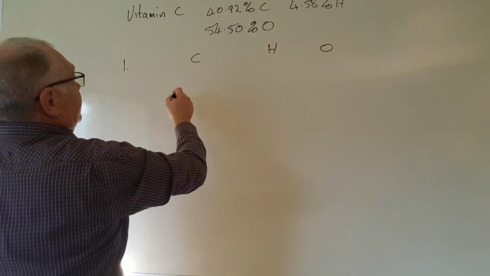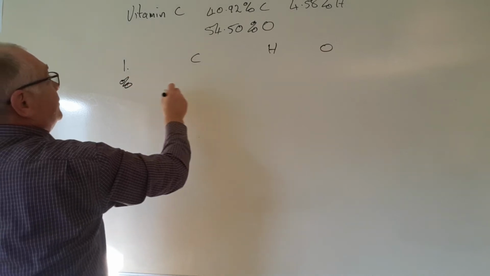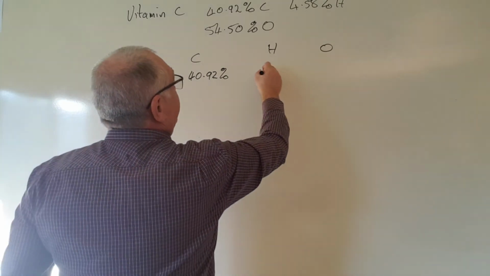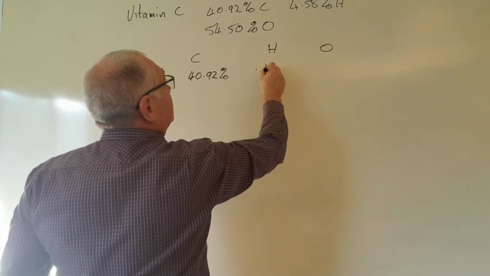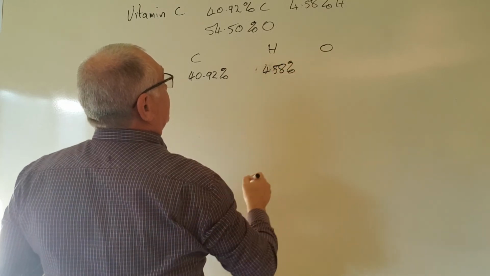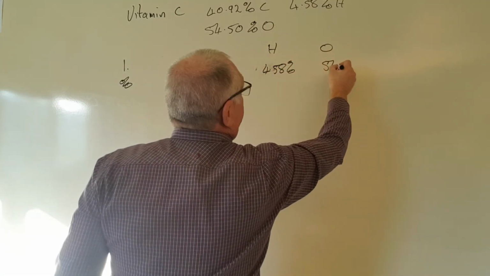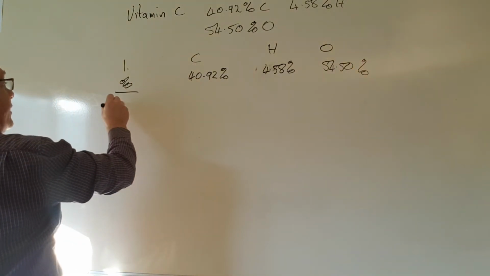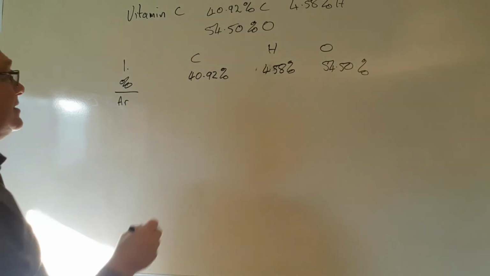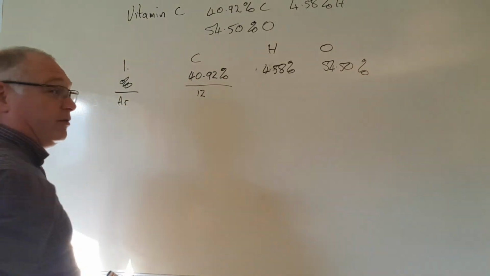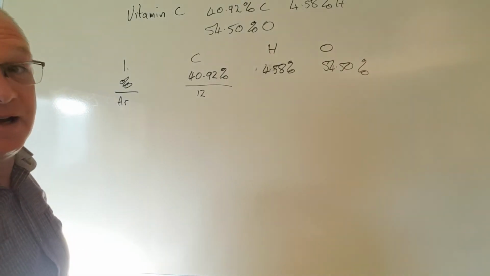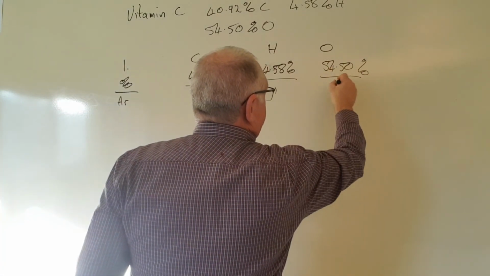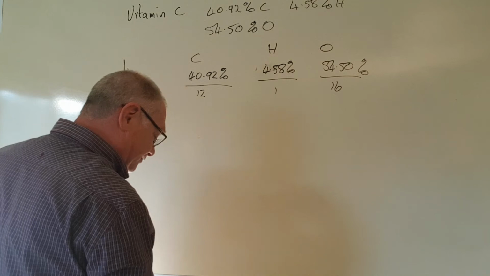The next thing that we're going to do is write in the percentage. So we had 40.92% for the carbon, we had 4.58% for the hydrogen, and we had 54.5% for the oxygen. So now we're going to divide by the atomic mass. Carbon's atomic mass is 12. We'll find that from the periodic table, or the data is going to be given to you. Hydrogen's atomic mass is 1, and oxygen's atomic mass is 16.